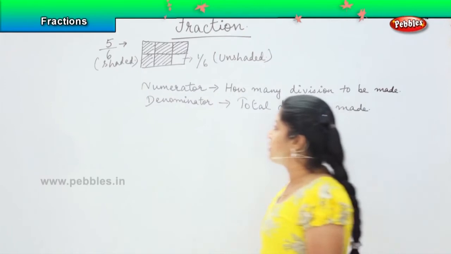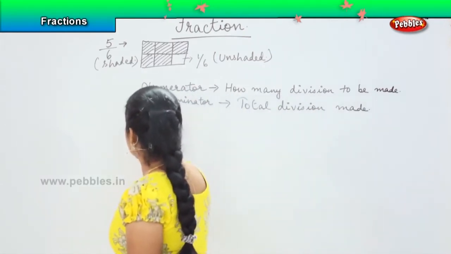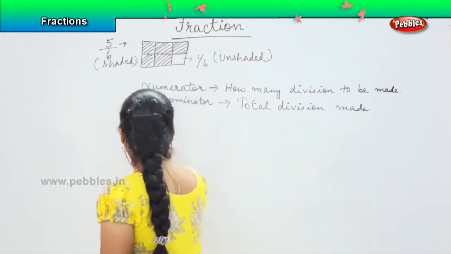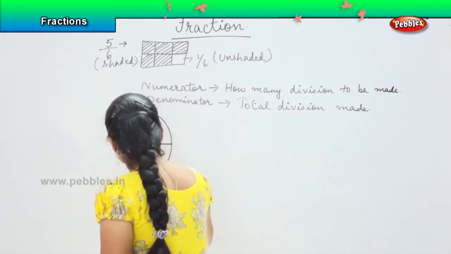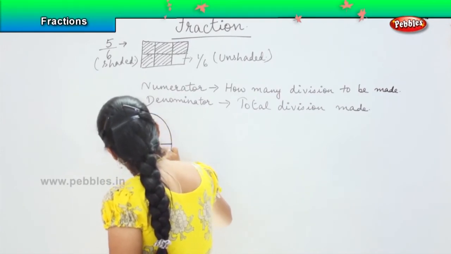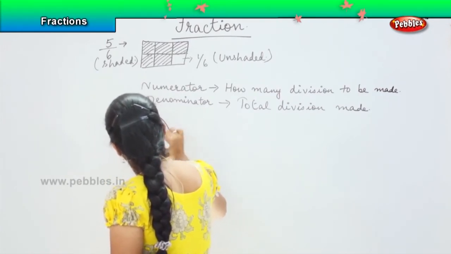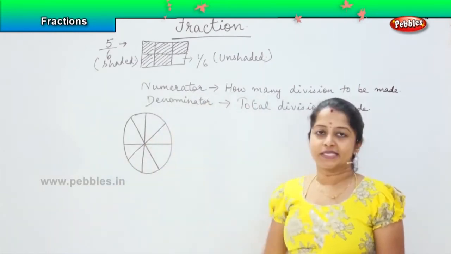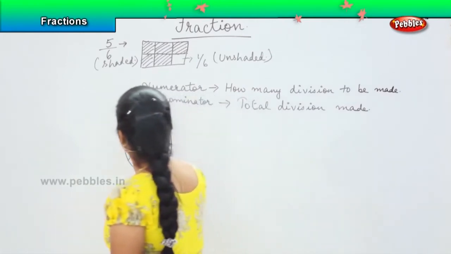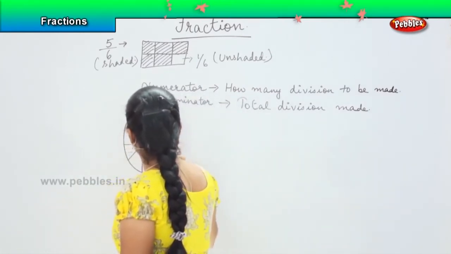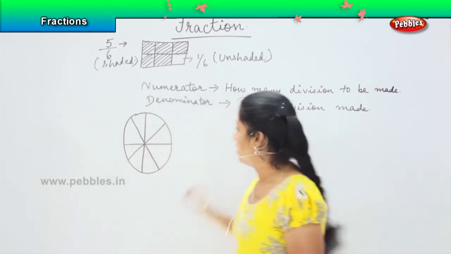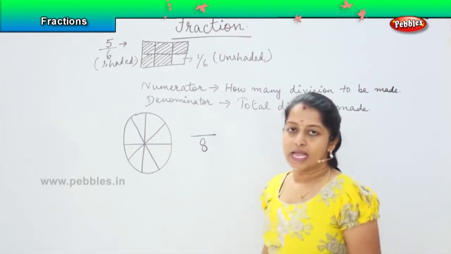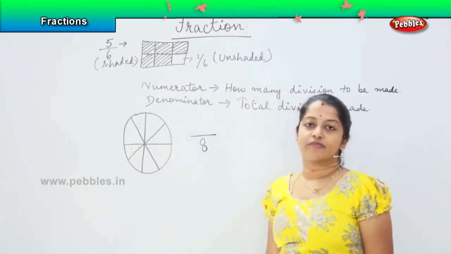Okay, so if you see, say this is a circle, it's a pizza, okay, and I am going to make a few divisions in this pizza. So can you tell me how many portions this pizza is divided into? We'll count. It's 1, 2, 3, 4, 5, 6, 7 and 8. Okay, so my denominator is the total divisions made. So how many have I made? I have made 8 divisions of this pizza.